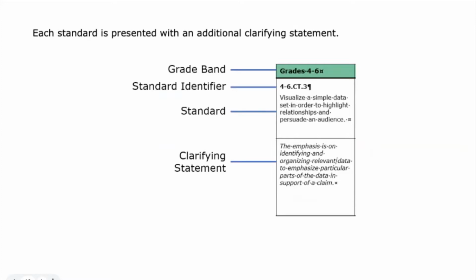To look deeper at how the standards are written, you have the grade band, and then you have the standard identifier that includes the grade band, the concept area, and the standard number. So for this example, it's grade band 4 through 6. CT is computational thinking, and standard number is 3. The standard language is right there.